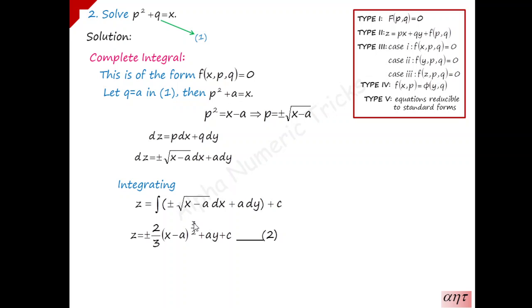So half plus 1 is 3 by 2 divided by 3 by 2, you have to write it. But 3 by 2 can be taken as a reciprocal, so it becomes 2 by 3. Okay, plus integration of a dy is a into y plus this constant of integration. So this is the required complete integral for this problem. Here also we have two arbitrary constants and two independent variables. Now give this complete integral as 2.